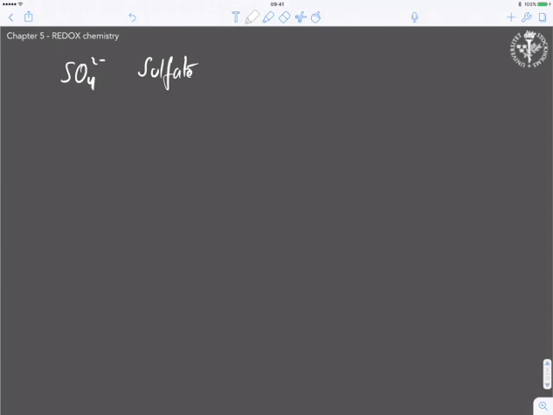Sulfate, very important anion in marine environments. We'll see that when we're dealing with metabolism in the next lecture. And if you want to have the oxidation state of sulfur in sulfate, for doing that, we need a couple of very simple rules.